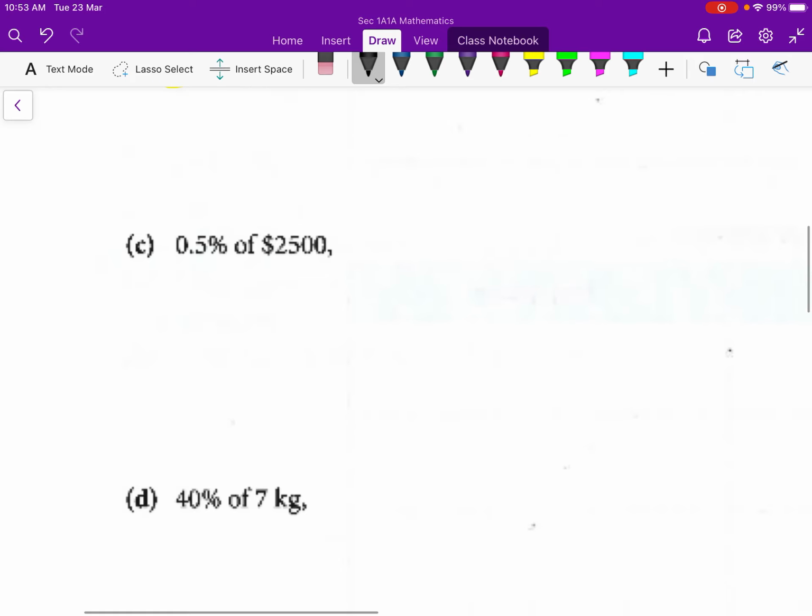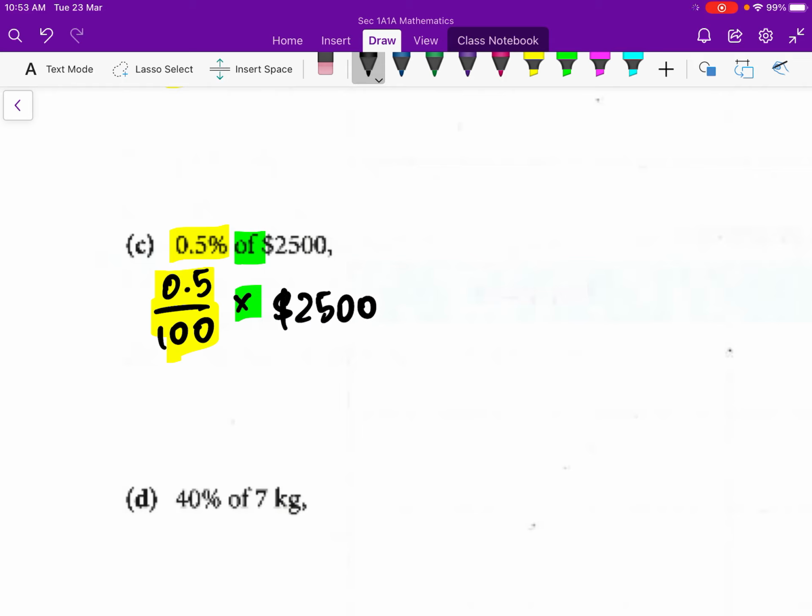Okay, so next one, 0.5% is the same as 0.5 over 100. Okay, these two are the same. Now the word of is the same as multiply. Same thing. And finally, we have our 2,500. So now we key all this into our calculator. Times 2500, and we get 12.5. So that is $12.50.